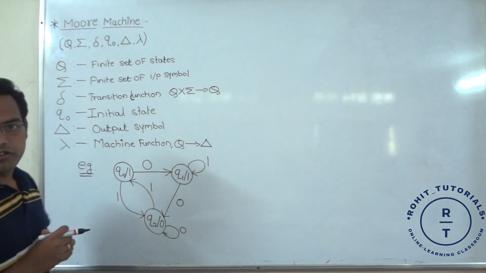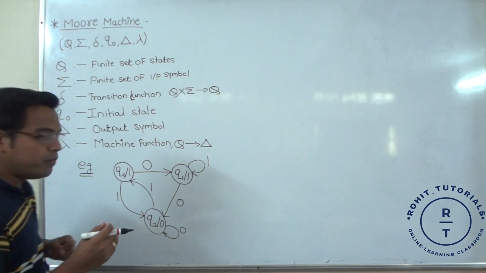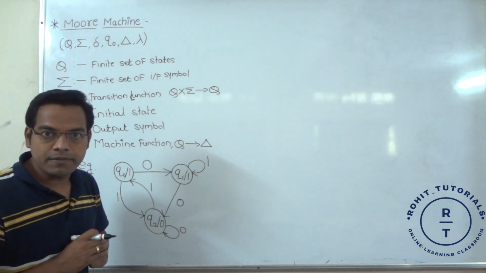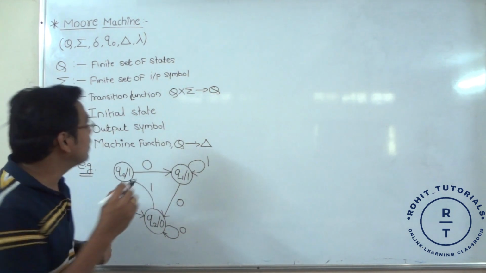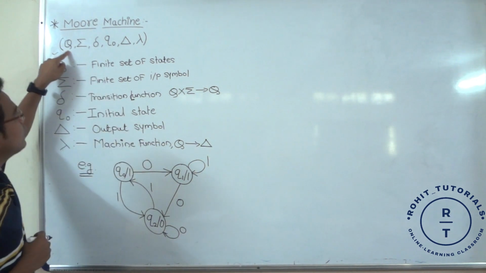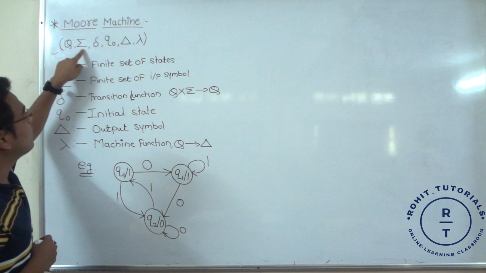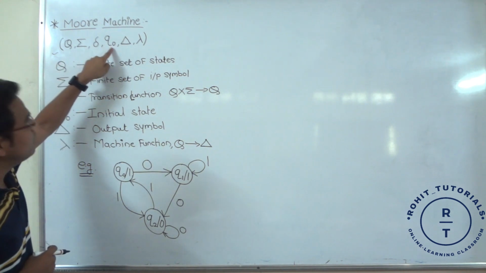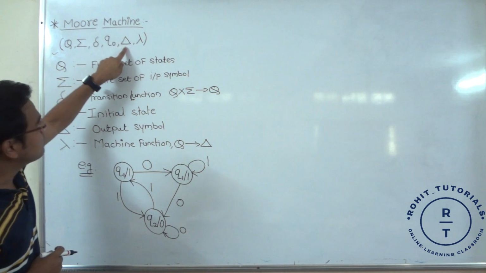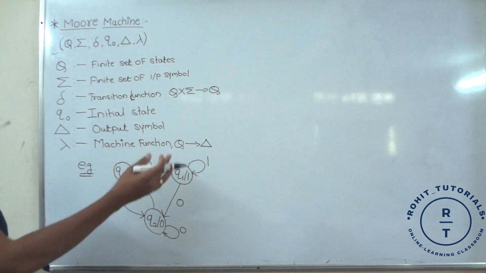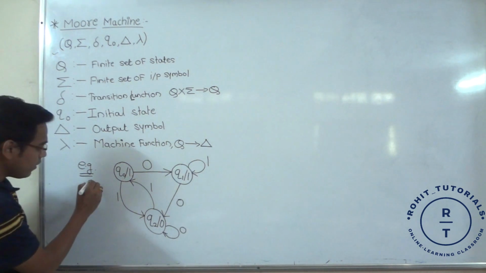Whenever we consider the Moore machine, the output for any state totally depends upon the present state. The definition of the Moore machine consists of 6 tuples: capital Q, a finite set of states; summation, a finite set of input symbols; the next transition function; the initial state; output symbols; and the machine function. We will see what these are after this.